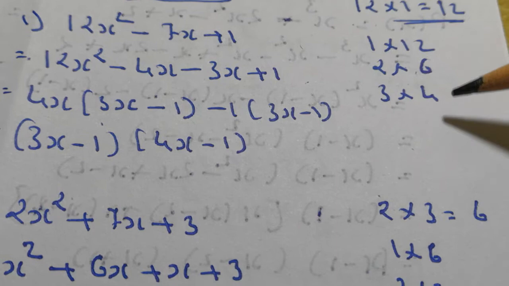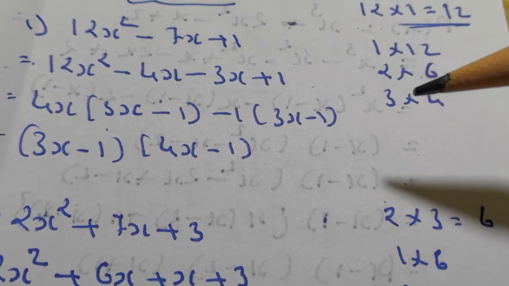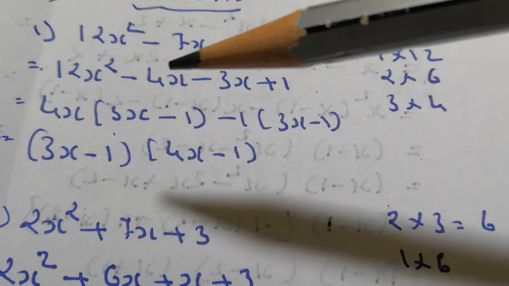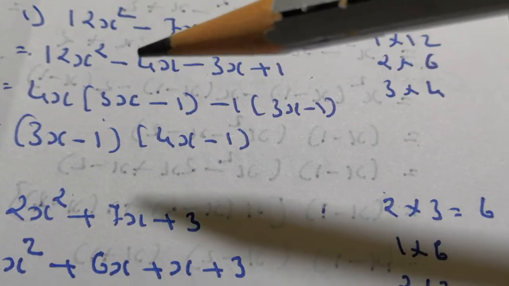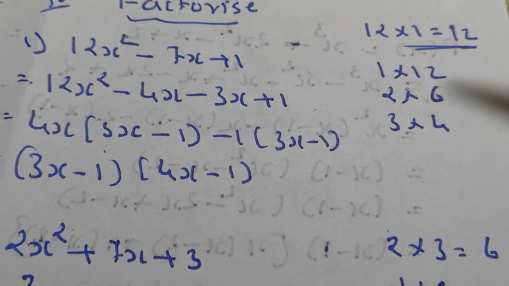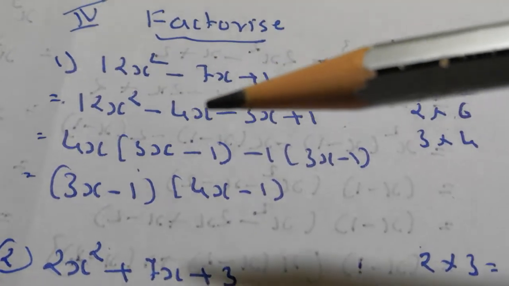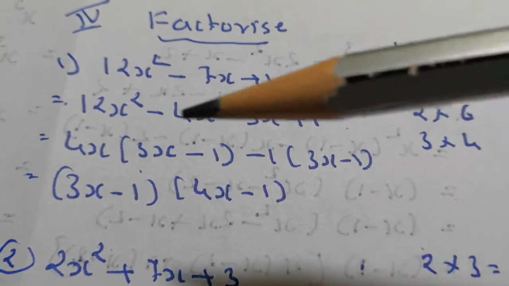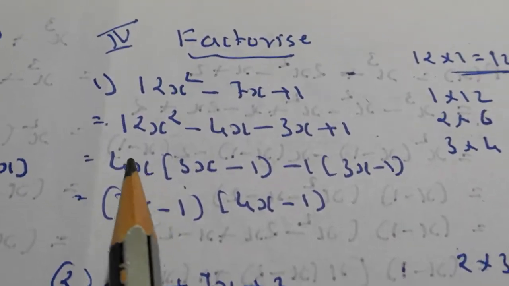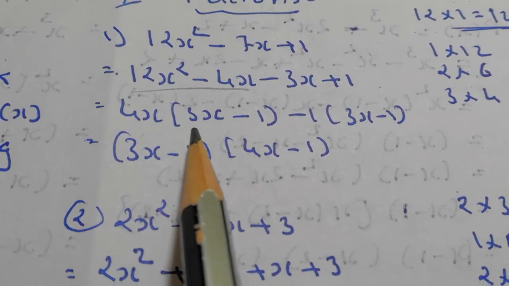So from these three pairs, you will get a sum equal to 7. So 3 plus 4 is equal to 7. So I got the split of 7, that is minus 4x minus 3x. Minus minus plus, that is 4 plus 3 is 7, and 4 times 3 is 12. So I factorize it as 12x square minus 4x minus 3x plus 1. Out of the first two terms I have taken 4x common. So it is 4x times 3x, which is 12x square, so 3x comes over there.